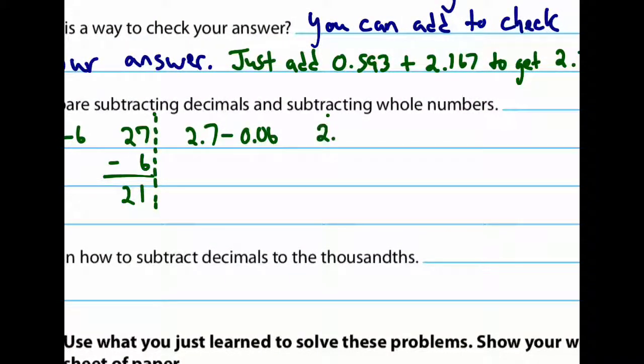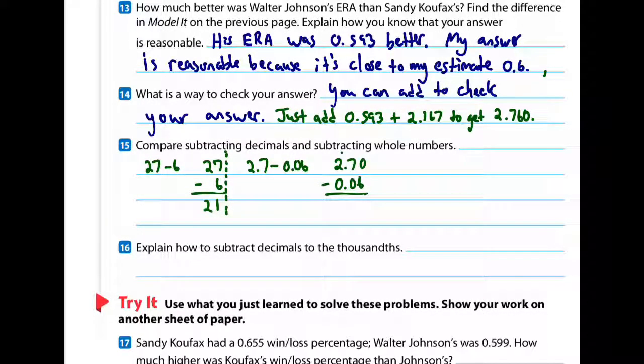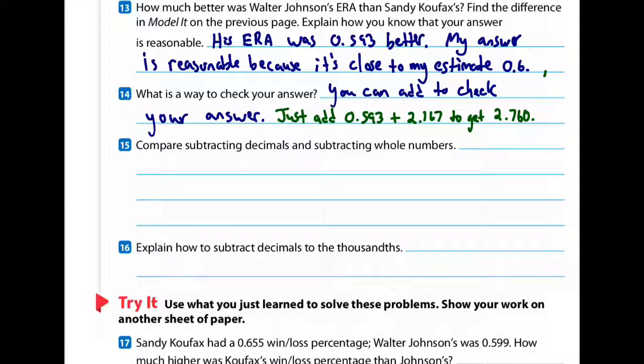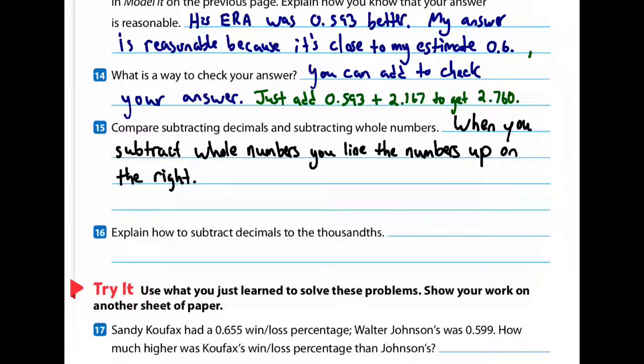So you would have 2.7 minus 0.06, and you'd have to fill in the zeros to keep everything lined up. So I'm going to erase that, but I'm going to explain that here. Okay, so when I compare them, let me start with whole numbers. Here's what I said about whole numbers. When you subtract whole numbers, you line the numbers up on the right.